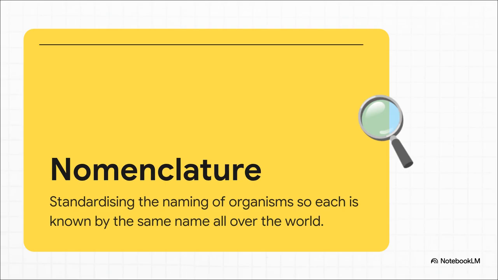So what in the world is nomenclature? It's basically just a standardized system for naming things. It makes sure that a particular organism has one single scientific name that's recognized all over the world. So a scientist in India and a scientist in America can talk about the same plant and know exactly what the other is saying. No more confusion.